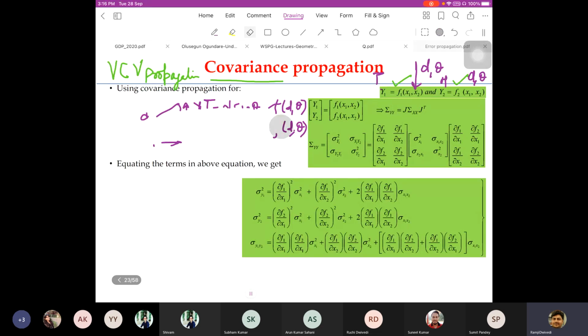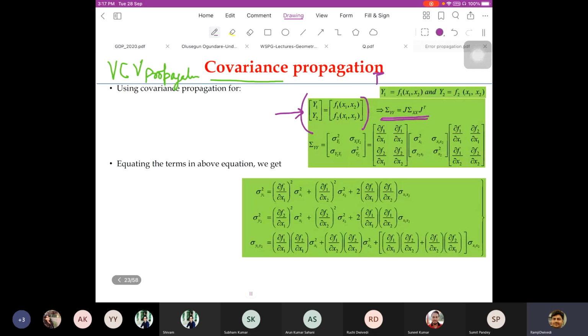Next, it is very simple. If you know that this is non-linear, you will form and write the solution like this. And if it is a linear one, then you will write sigma yy equals A sigma xx A transpose. This is the capital sigma, because we are talking about a multiple number of observables; there is not only a single variable, there are multiple variables. The moment multiple variables come, how they will take shape is why this slide is presented like this. You see in the next slide.